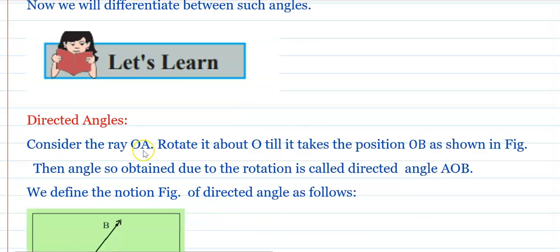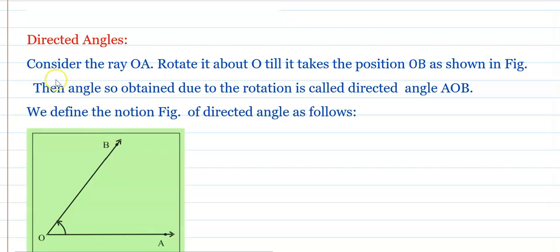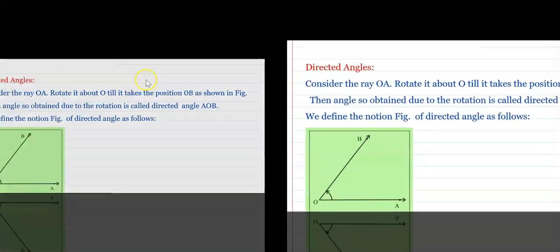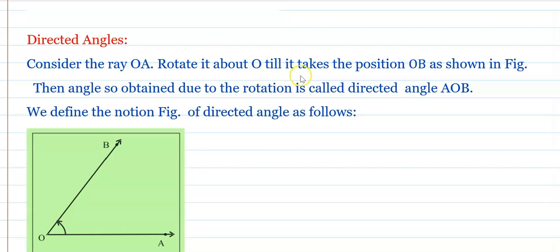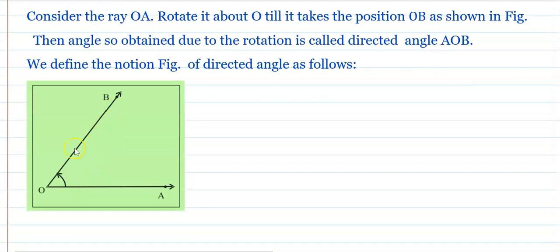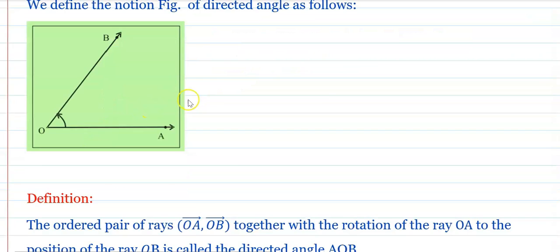Now, let's learn directed angles. Consider the ray OA, rotate it about O till it takes the position OB as shown in the figure. See this is the figure. OA is rotated up to it takes the position OB. The angle so obtained due to the rotation is called the directed angle AOB. We define the notion of the directed angle as follows.